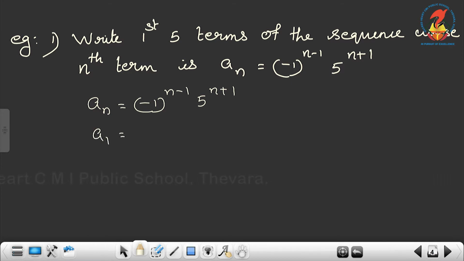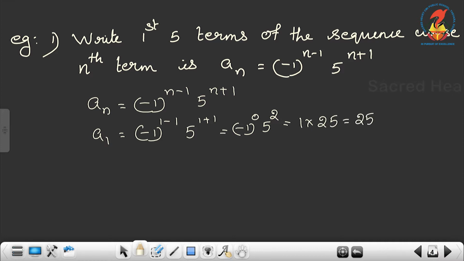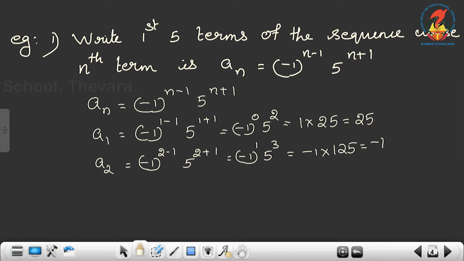So a1 means give n equal to 1. So minus 1 raised to 1 minus 1, 5 raised to 1 plus 1. So minus 1 raised to 0, 5 square. Anything raised to 0 is 1. So 1 into 25, that's equal to 25. The next term, a2: minus 1 raised to 2 minus 1, 5 raised to 2 plus 1. So minus 1 raised to 1, 5 cube. That's equal to minus 1 into 125. That is minus 125.